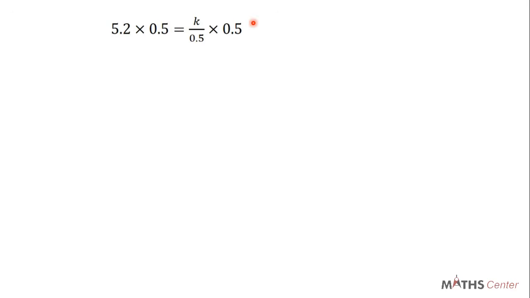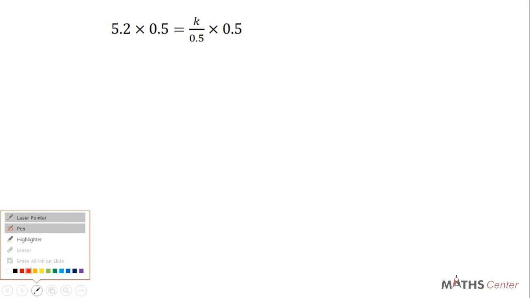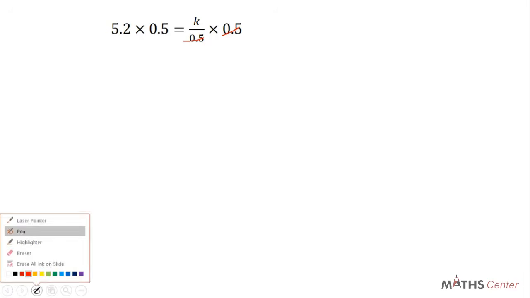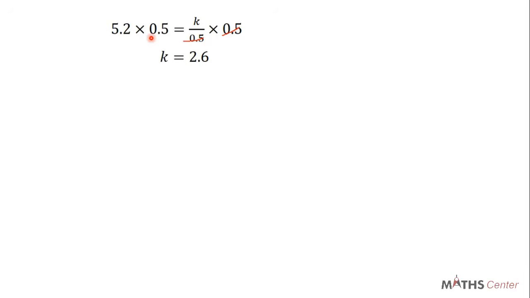Now I'll multiply the left hand side by 0.5. I'll multiply the right hand side by 0.5, and this will help me to cancel out the fractions. We learned how to do this when we are learning how to solve linear equations. So 0.5 will cancel 0.5, which means that k is going to be equal to 5.2 times 0.5, which is equal to 2.6. Remember, the expression we had at the beginning was y is equal to k divided by x, and we have found out that k is 2.6.